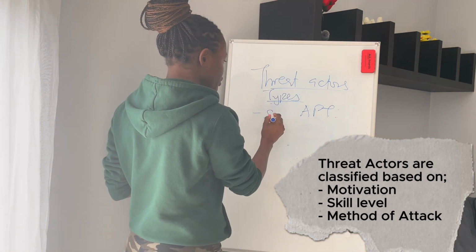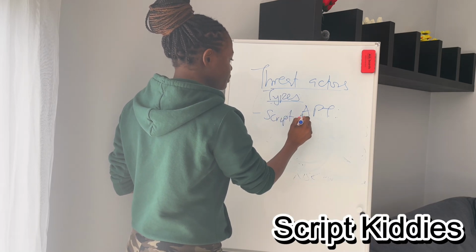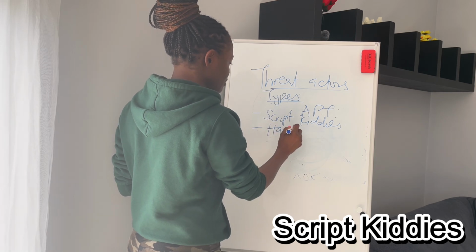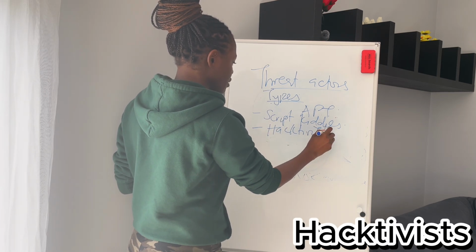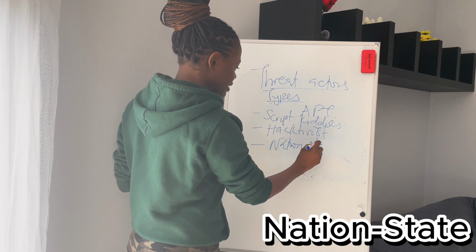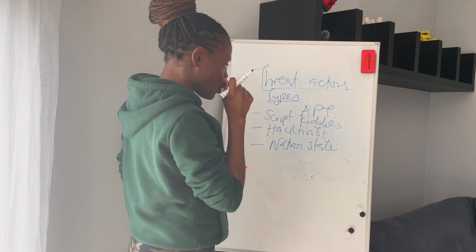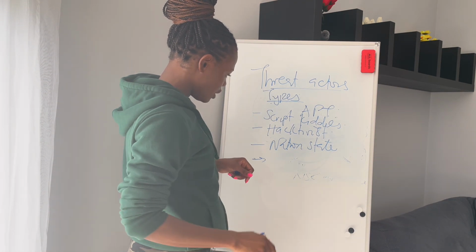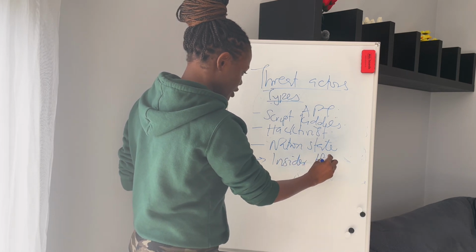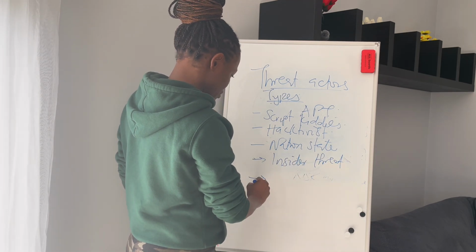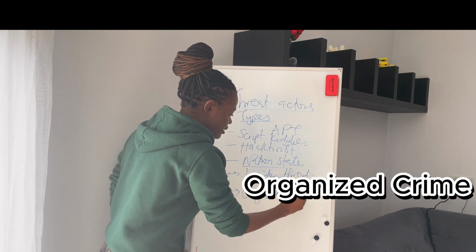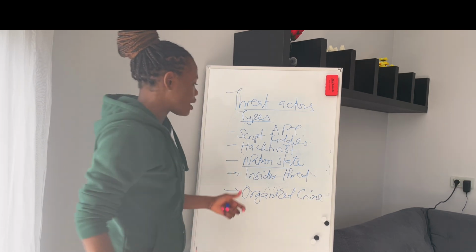So the first one will be script kiddies. We have activists. We have nation state actors. We have insider threats, of course, I've talked about this a lot of times. And we have organized crime. So I'll define each of them.